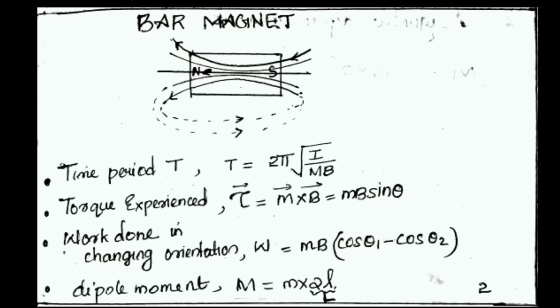Magnetic field lines are the imaginary lines that can be drawn along the magnet. Magnetic lines of a bar magnet are from south to north inside the magnet and north to south outside the magnet.